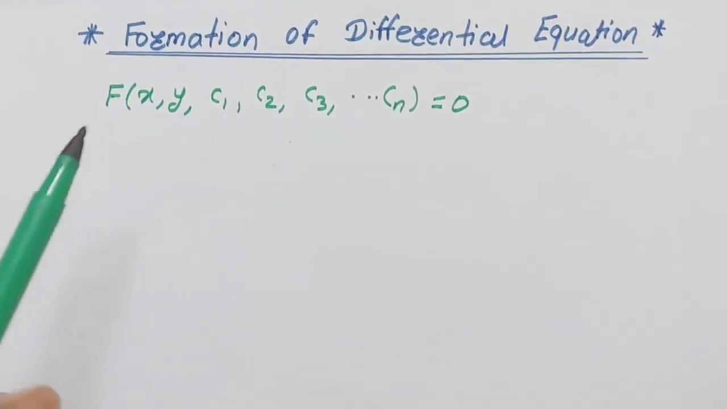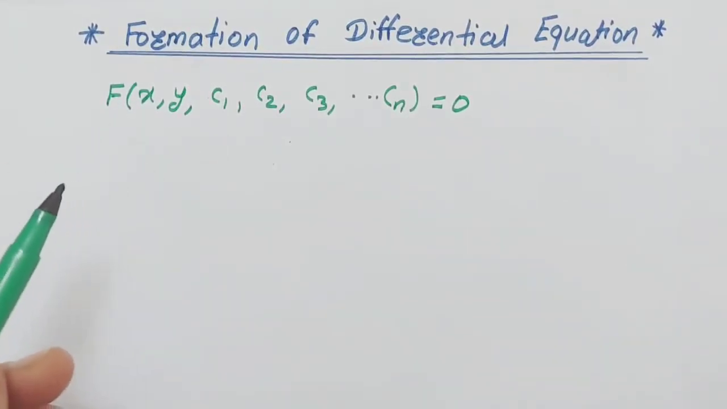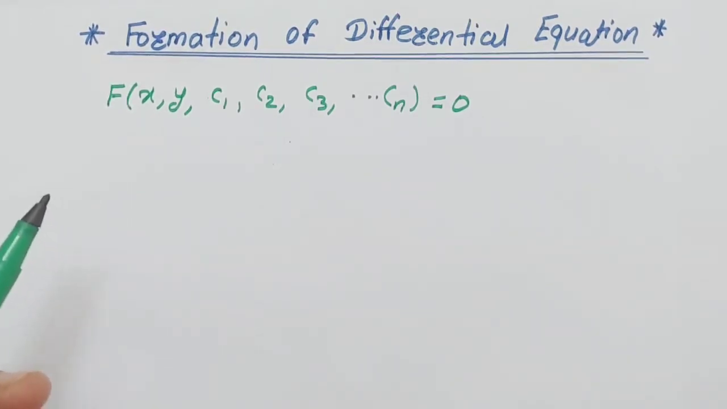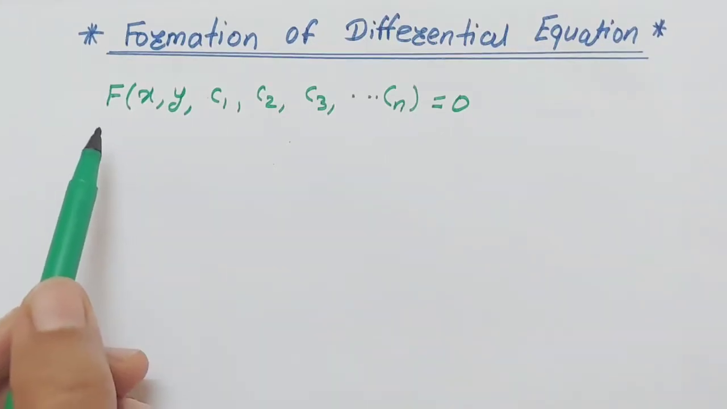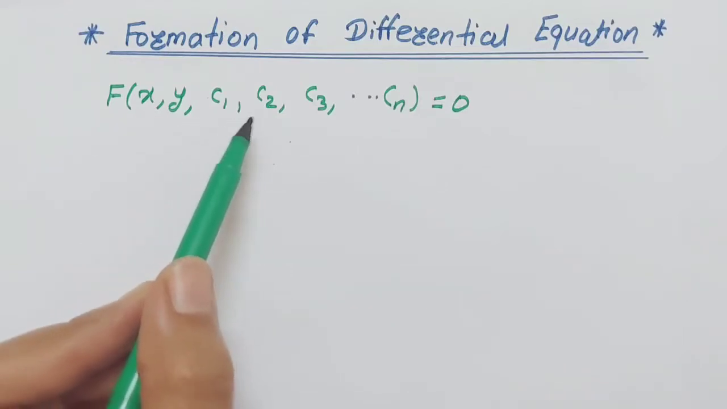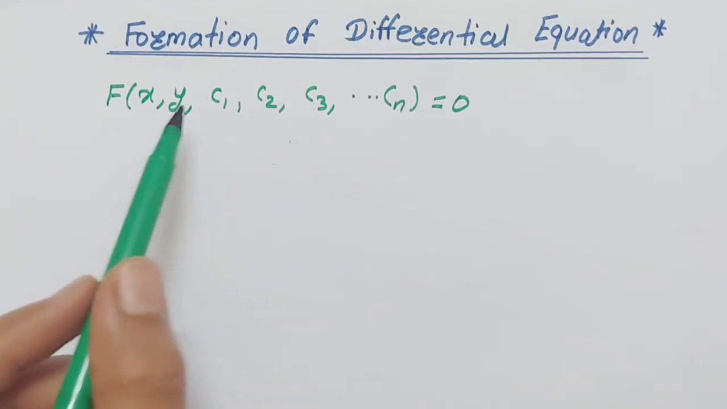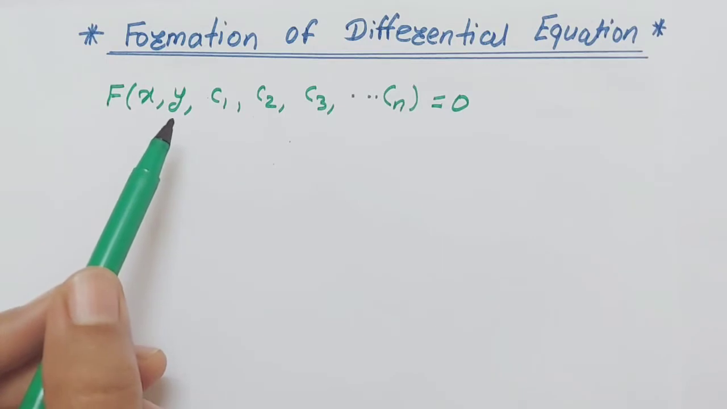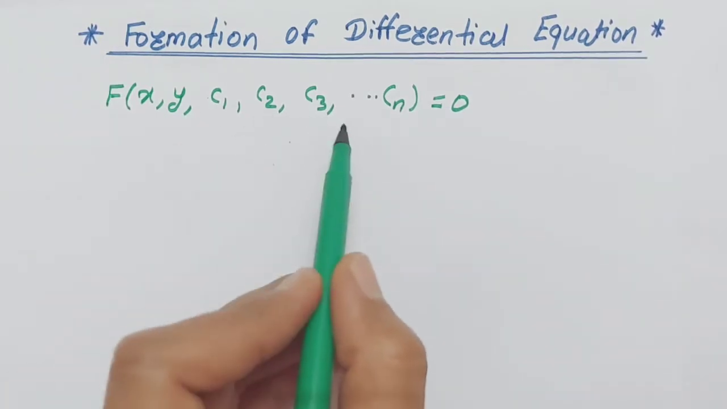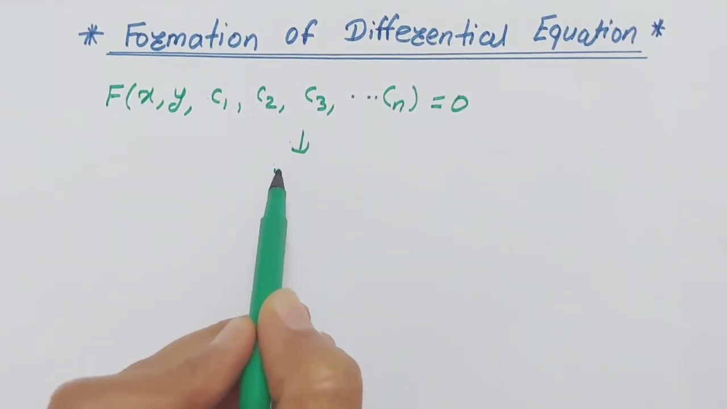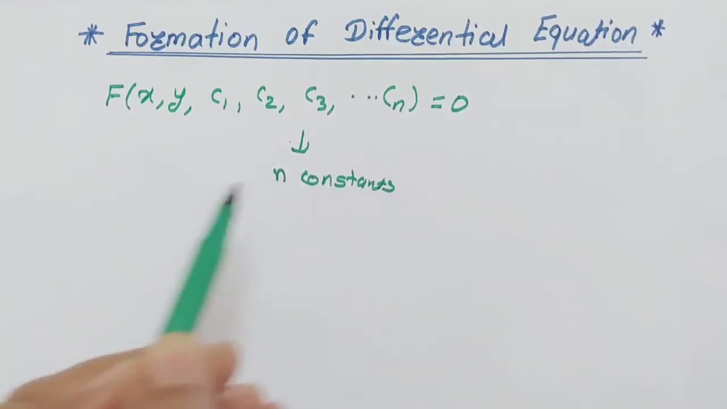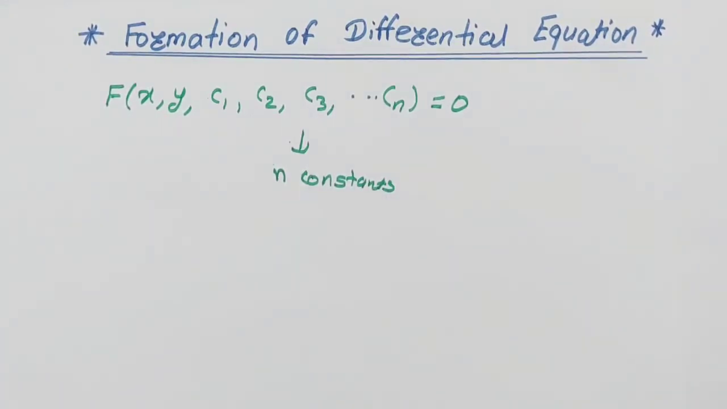Now I will first discuss some basic concepts about the formation of differential equations, and then we will discuss an example on that basis. See here, I have written the function f of x, y, c1, c2, c3 up to cn. That means it is a function of the variables x, y and it contains constants c1 to cn. So this equation of the curve contains n constants, and we consider these to be n arbitrary constants.